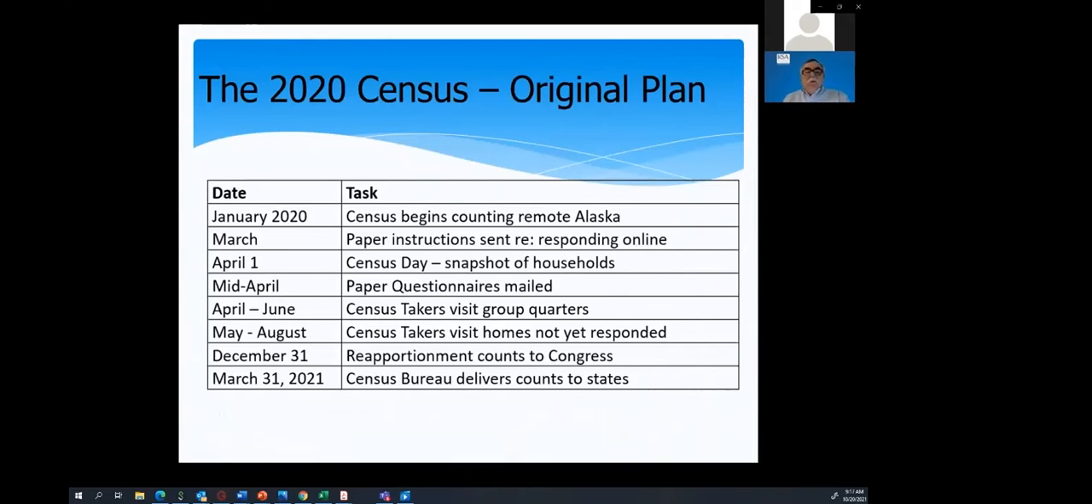And this was the original plan for the census. Counting began in January of 2020. Census Day is the day that we take a snapshot of America's households. That was April 1st. And then counts for reapportionment for Congress were to be given out by the end of 2020. And then the data for redistricting at the state and local level was to be delivered March 31st of this year.